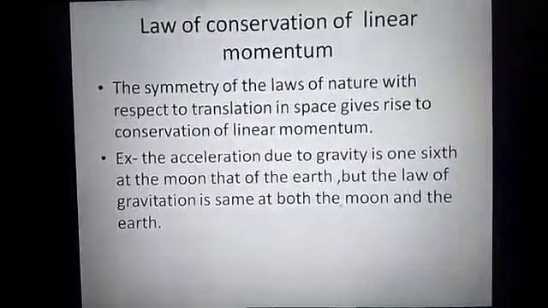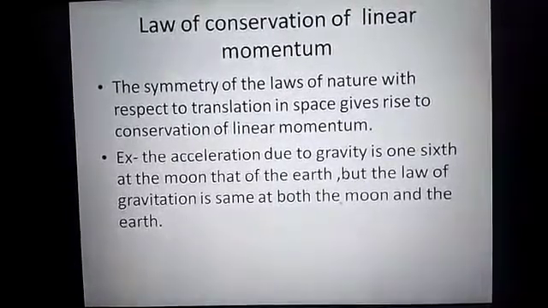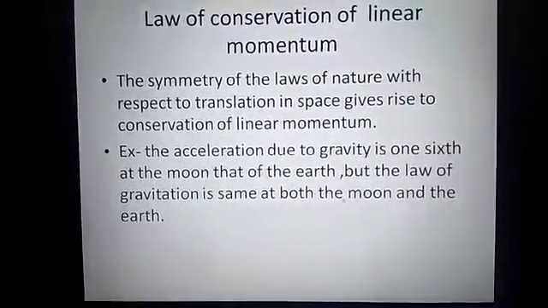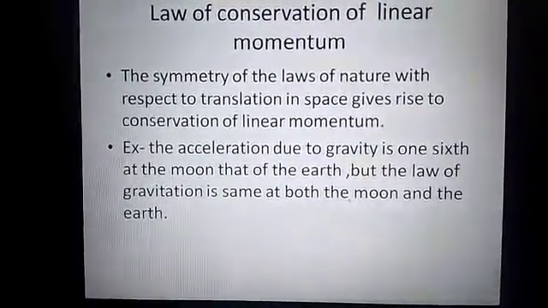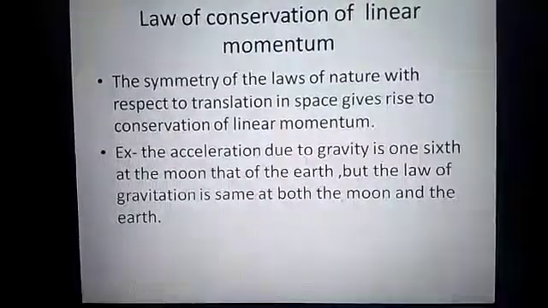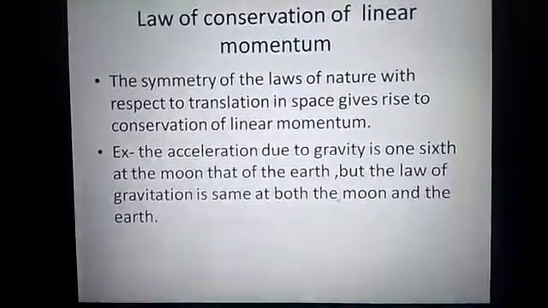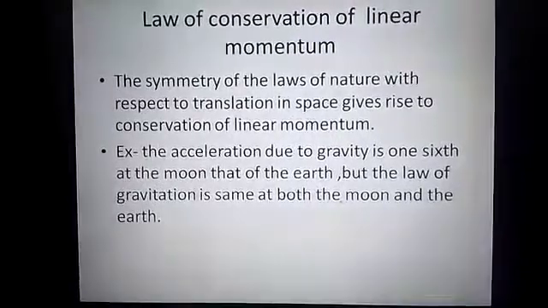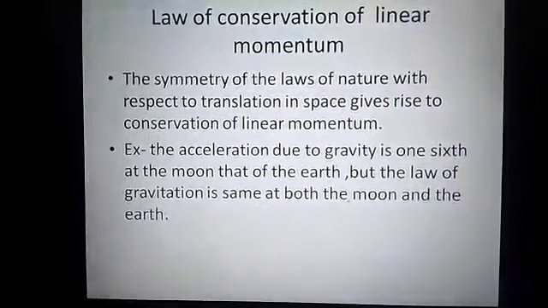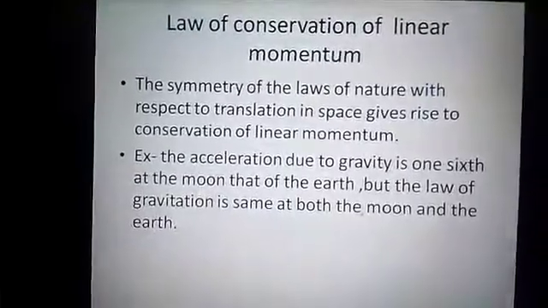Good morning, students. We are discussing the chapter Physical World, in which we have discussed the basic meaning of science, physics, basic principles of physics, which are unification, reductionism, scope of physics, which is macroscopic level, microscopic level, fundamental forces, and the conservation laws. In the laws of conservation, we have discussed law of conservation of mass and law of conservation of energy. Now, today we will discuss law of conservation of linear and angular momentum.